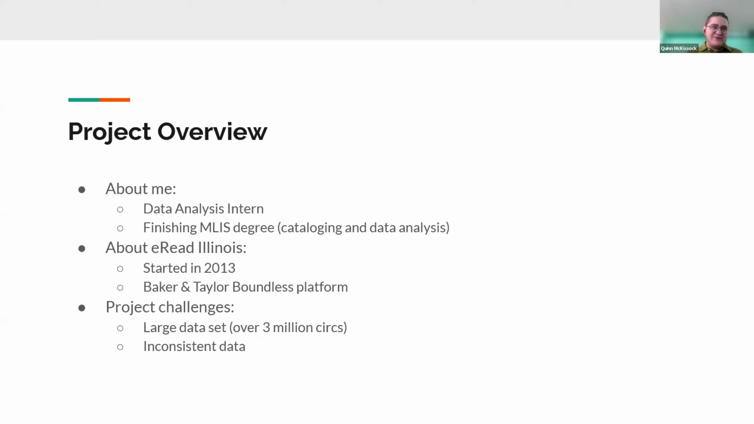Overall, I've gotten to spend a lot of time on this project, which is very exciting. Some of the challenges, and caveats before I jump into the data: this is a pretty large data set. The program's been going on for over a decade, so at this point we're at millions of circs. Baker and Taylor has changed the way they do things over time, so a lot of our data is inconsistent. A lot of what I've been focused on is writing computer programs that can help us parse through this really large data set and find the interesting information there.